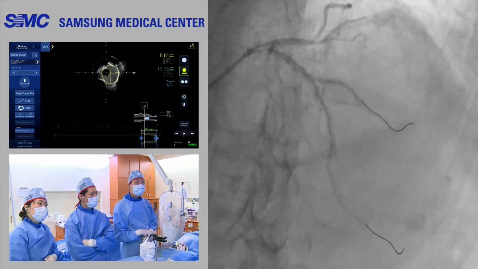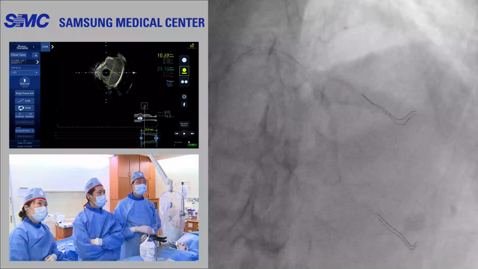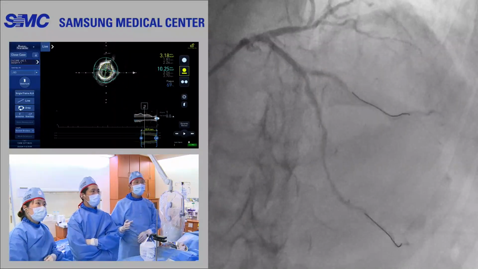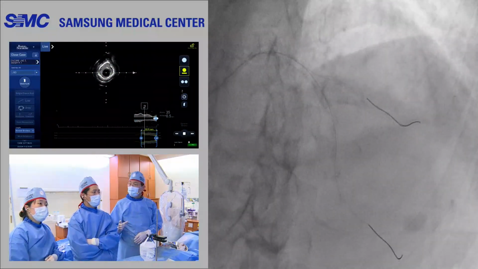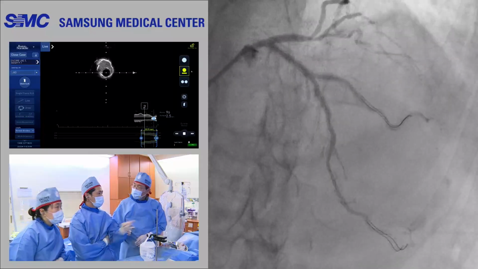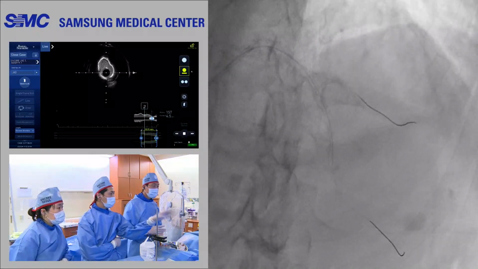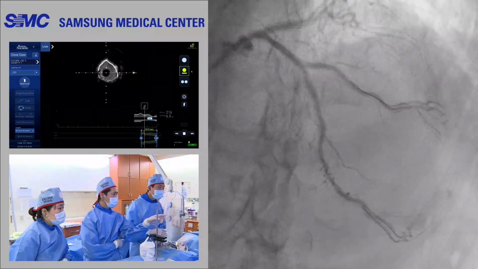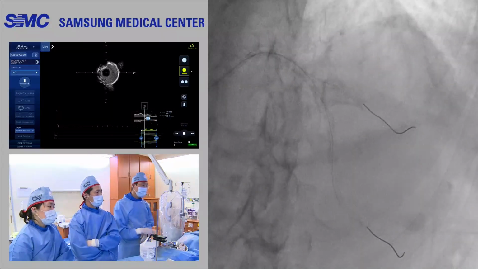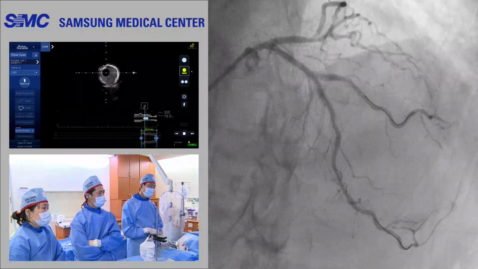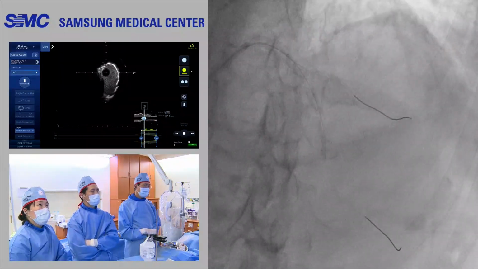Is the TLR rate less than 30? No, not IVUS, not the angiographic finding. It looks like the LAD has a slightly larger diameter LAD stenosis. About 30%? Yes, 30%. Okay, good.